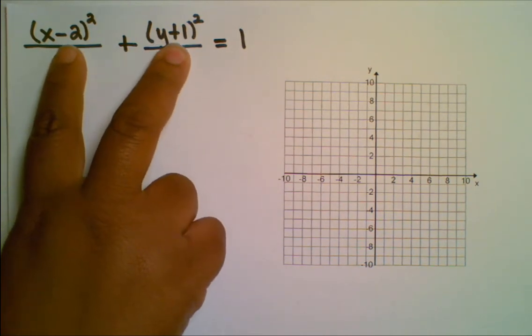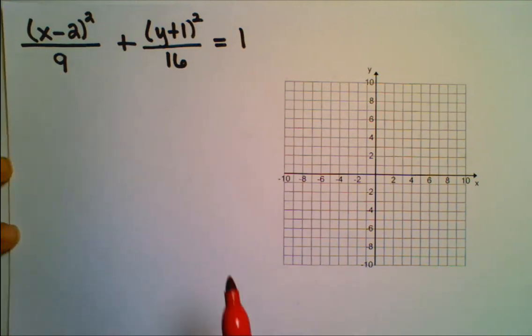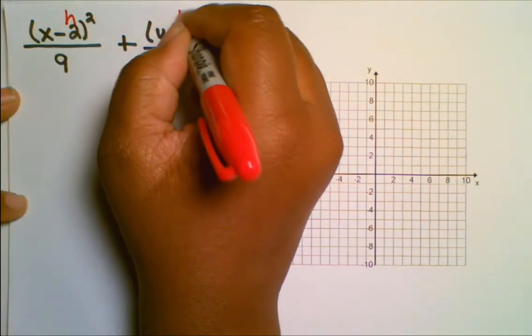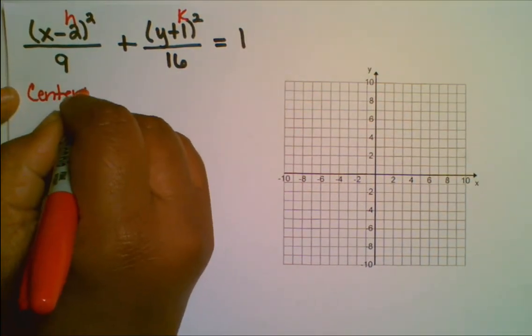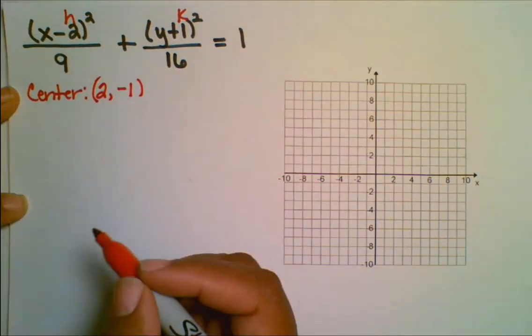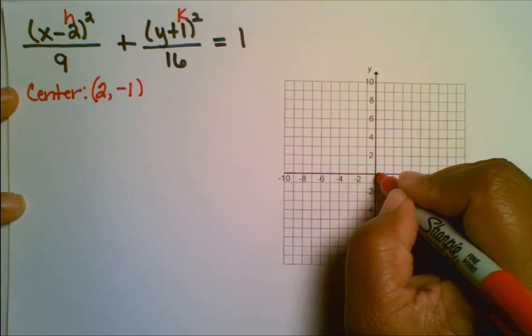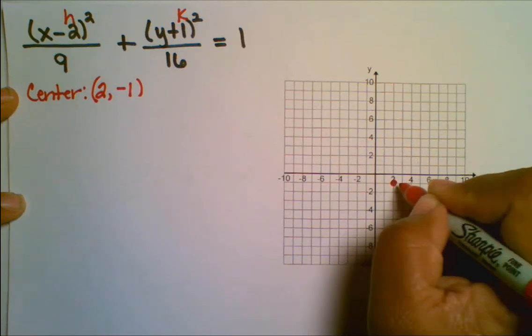So let's find the center. We do have a center. It's not just x squared alone and y squared alone. We have x minus 2 and y plus 1. We have our h and we have our k. So our center, taking the opposite of h and k, is positive 2 and negative 1. So let's find positive 2, negative 1. That's our center.